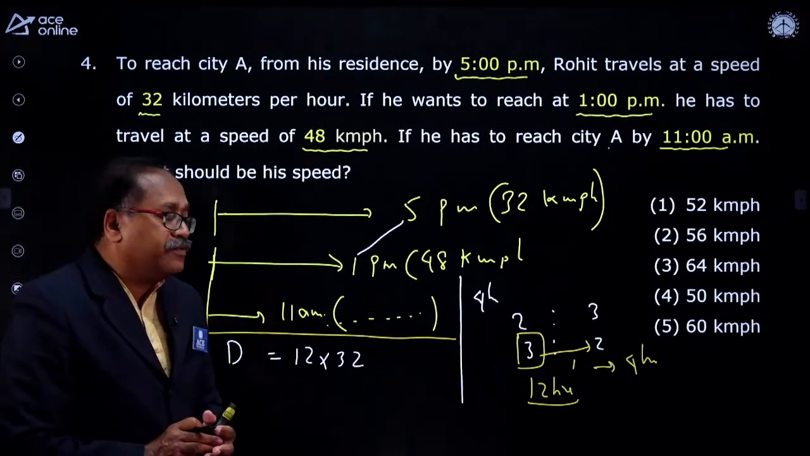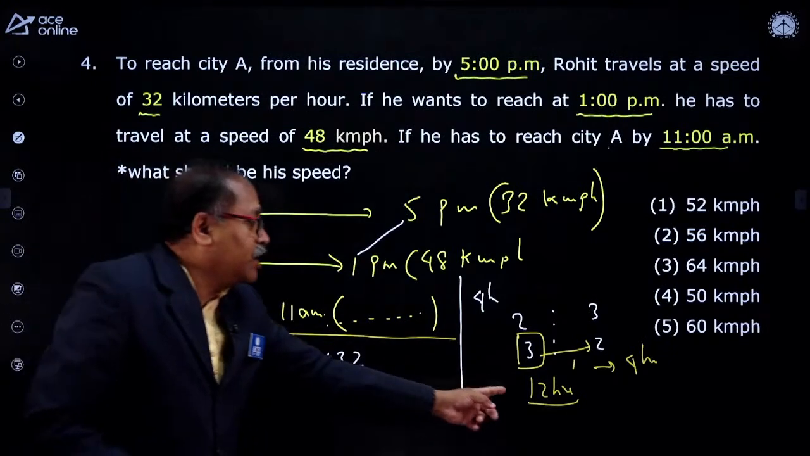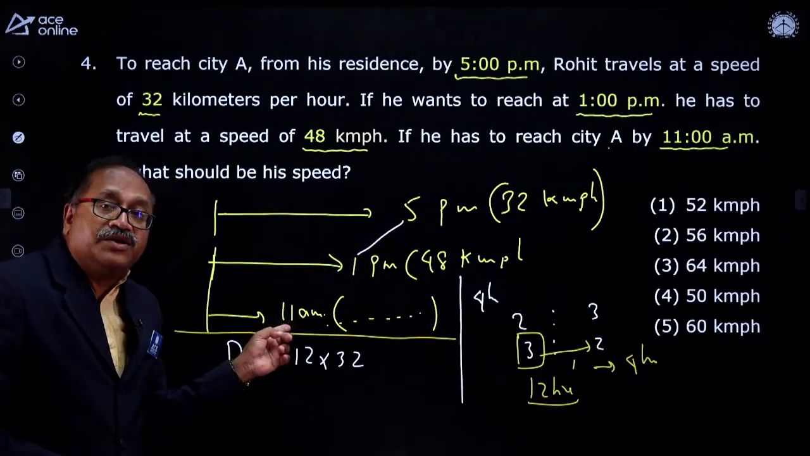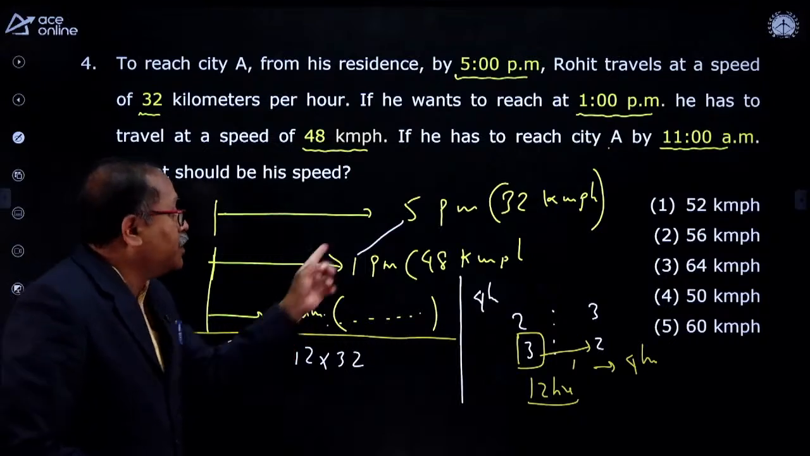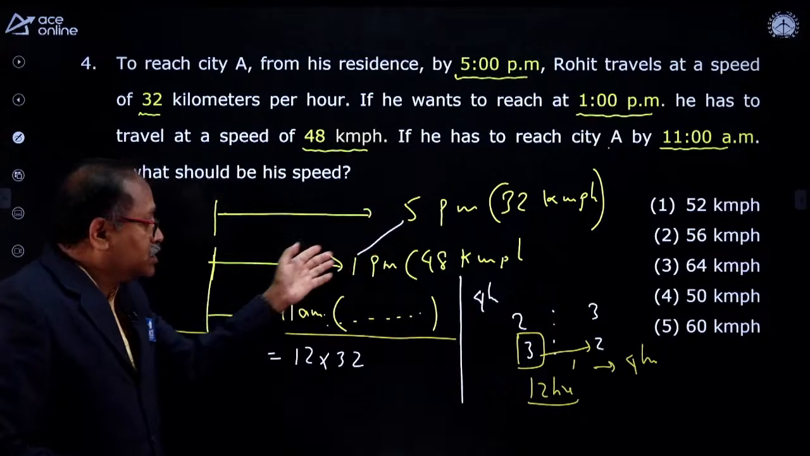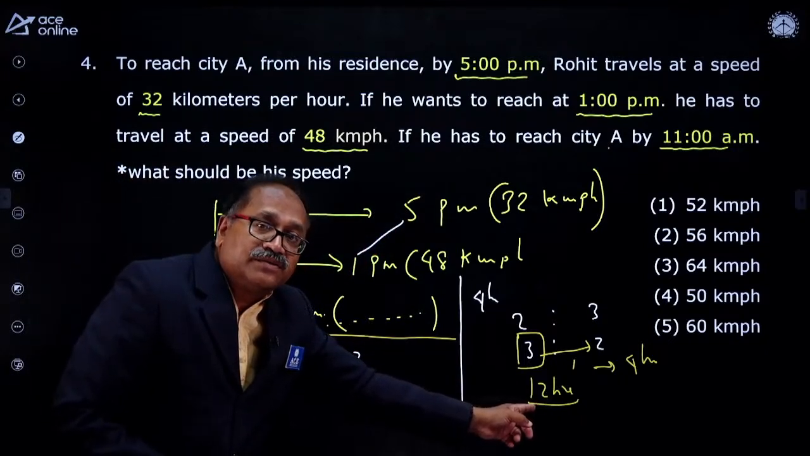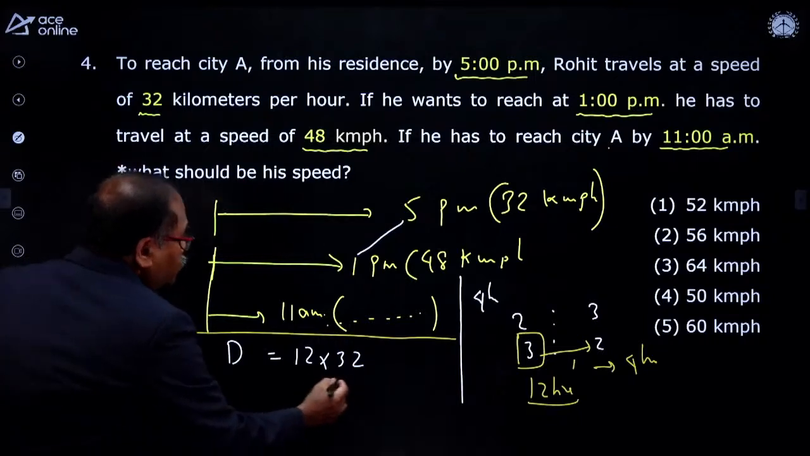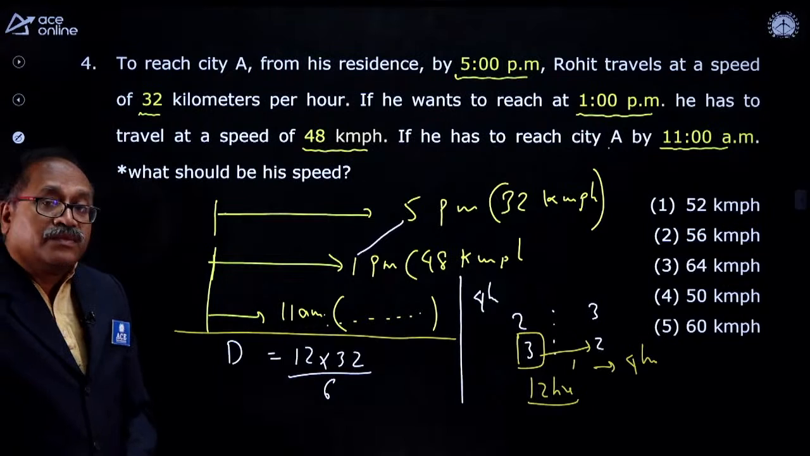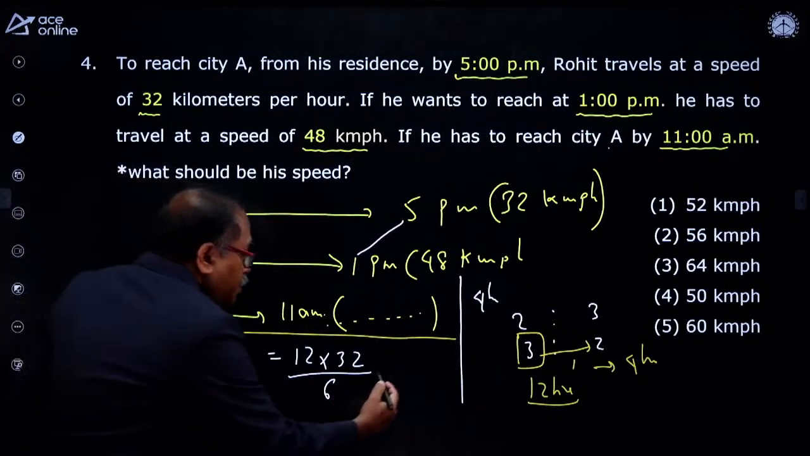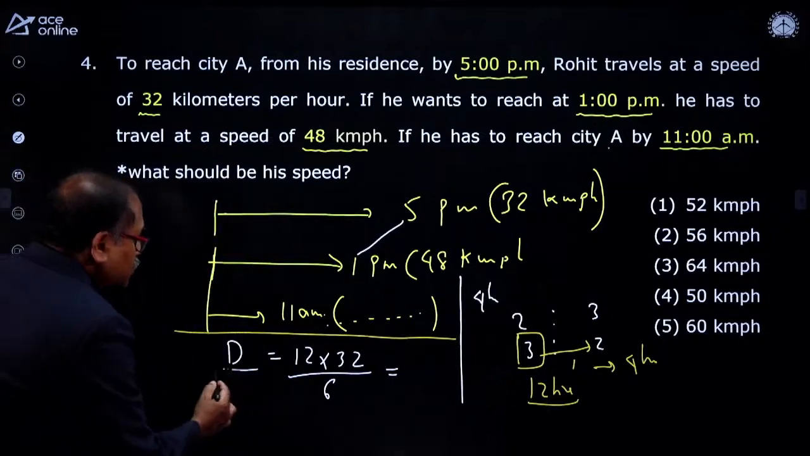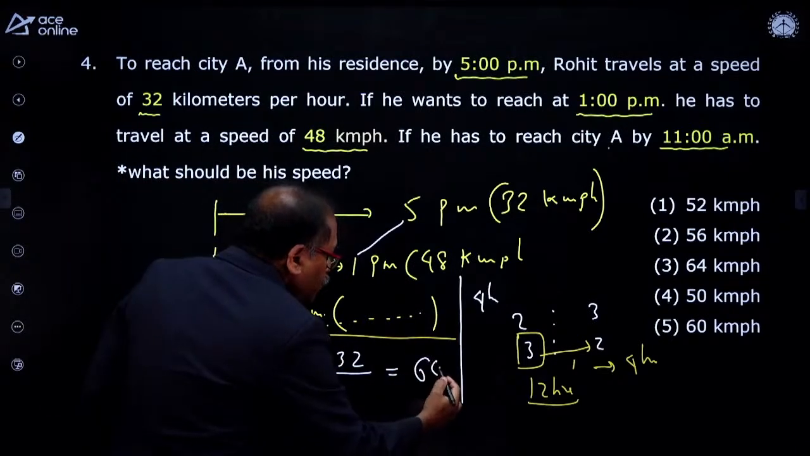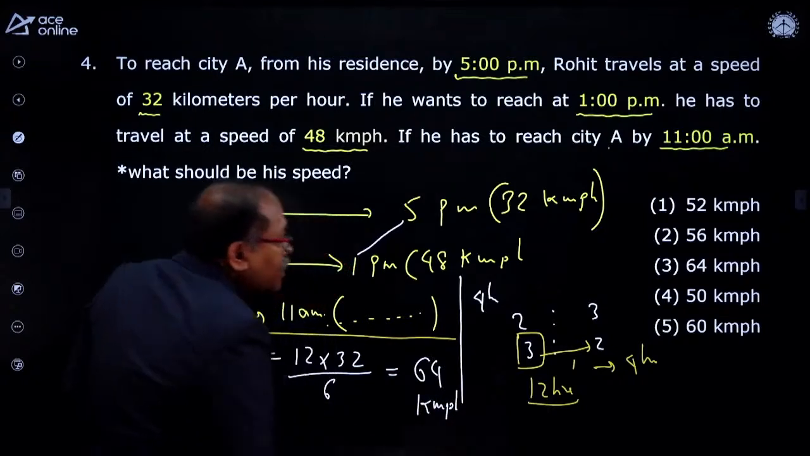Okay, if he has to reach by 11 a.m., then what will be the time? Initially it was 12 hours. From 5 p.m. to 11 a.m., how many hours is getting reduced? Is it not 6 hours? 11 a.m. to 5 p.m., 6 hours. So reduce 6 hours from 12 hours, and you will be left with 6 hours. That means this distance has to be covered in 6 hours. What should be the required speed? The required speed is equal to distance by time. And this is the distance and this is the time. So this goes 2 times, that is 64. So my required speed is 64 km per hour.